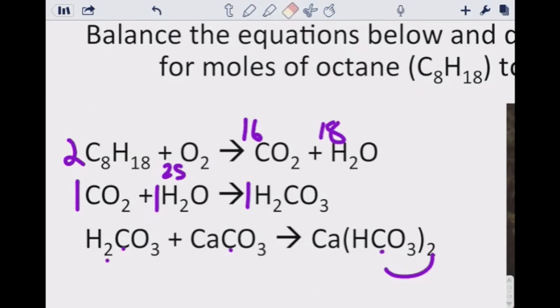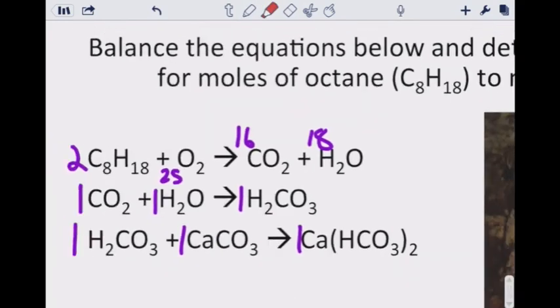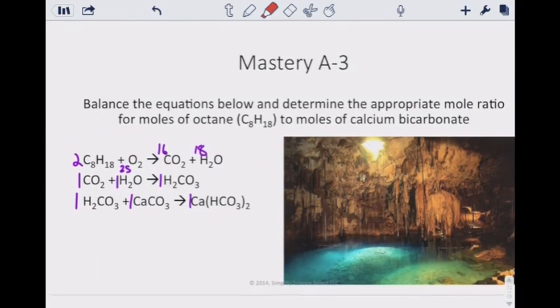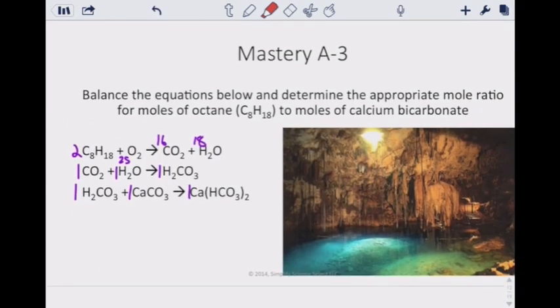And then we have our 1, 2, 3, 4, 5, 6 oxygens, distribute 6. And then we look at our calciums, and guess what? 1 and 1. So this one's already balanced too. A 1:1:1 ratio. Now, this is a tough question, because you have multiple reactions that are taking you to your calcium bicarbonate. Here is your octane, here is your calcium bicarbonate.